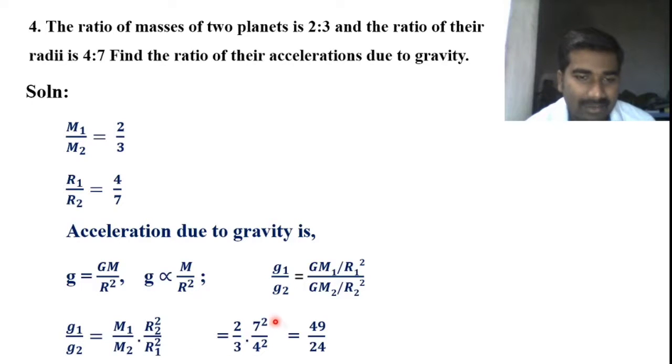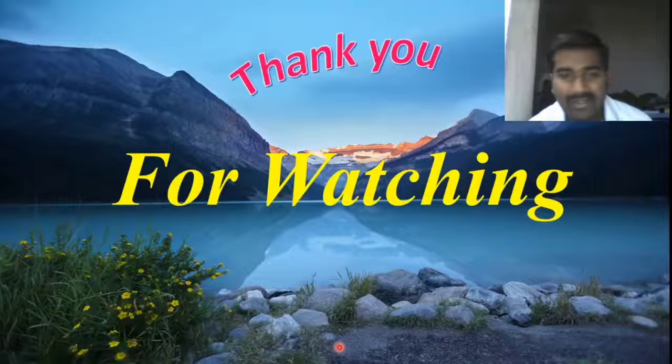So mathematically we can simplify these values. We get 49 by 24. This is the ratio of accelerations due to gravity of these two planets.